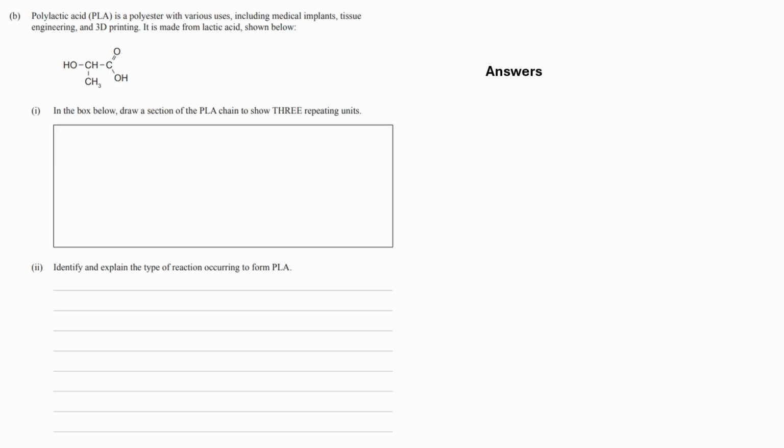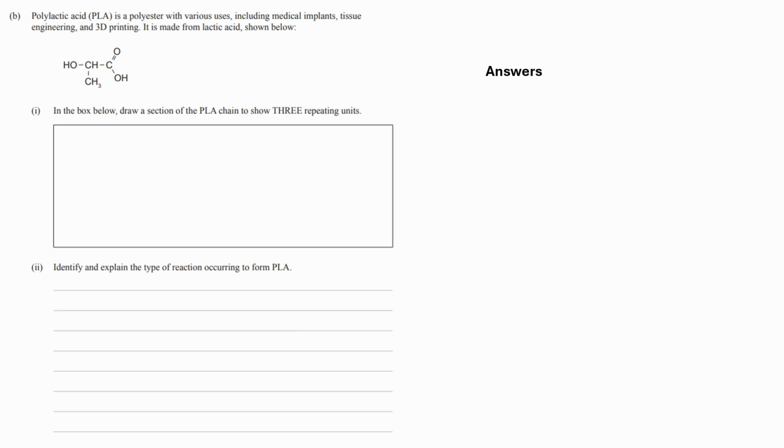Okay, question B from question 1. Polylactic acid, PLA, is a polyester with various uses, including medical implants, tissue engineering, and 3D printing. It is made from lactic acid shown below. Okay, so if lactic acid is going to make a polyester polymer, that means that this must be a monomer, and it's going to make ester bonds, or ester connections, and we can see that from here. It says in the box below, draw a section of PLA, 3 repeating units.